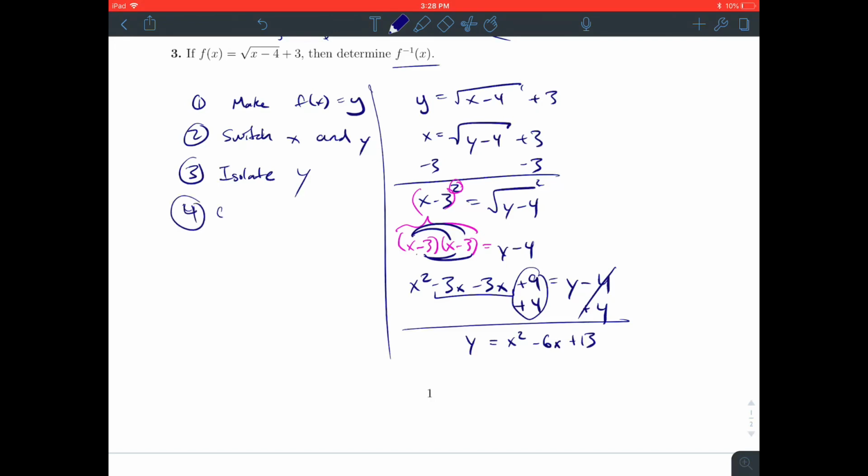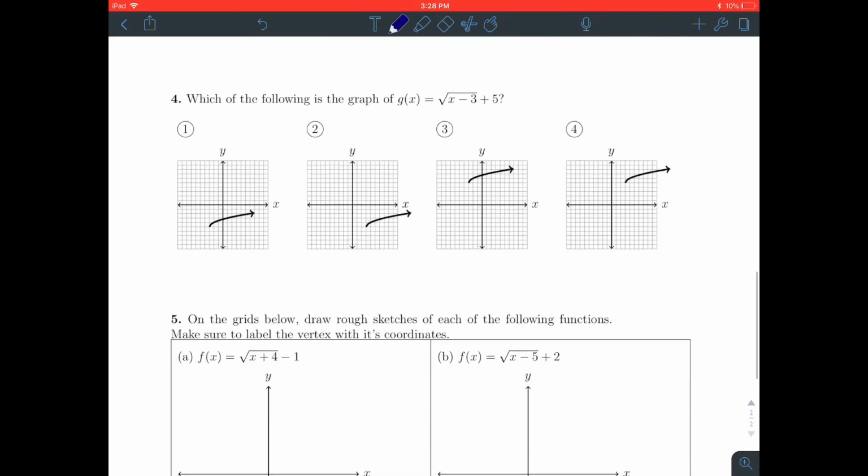Finally, we made up the variable y, so we need to go back to the variables from the problem. So change y to f inverse of x. So we get f inverse of x is equal to x squared minus 6x plus 13.